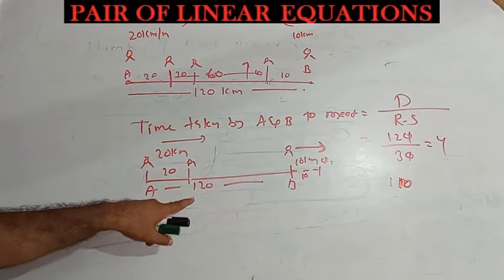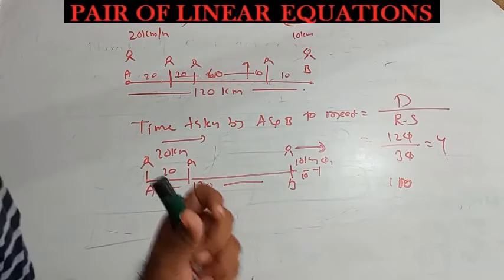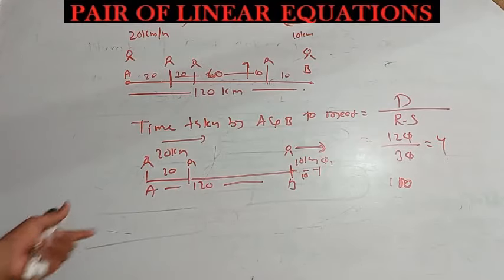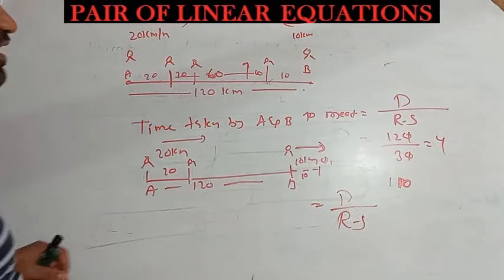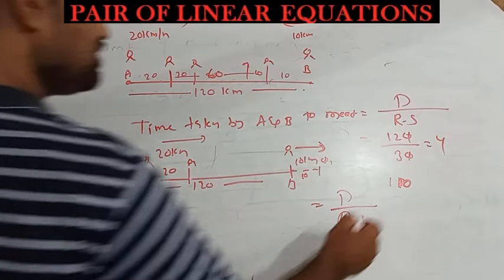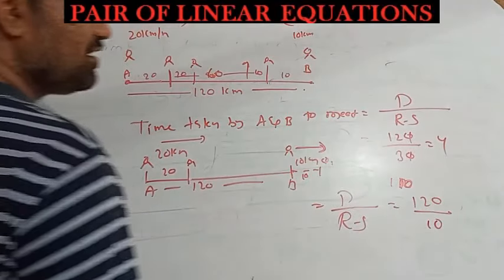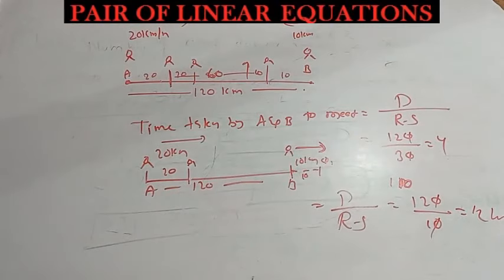Means previously 120, now becomes 110, means every hour 10 kilometers will reduce. So simply you can find the time taken by A to catch B: the distance between them divided by their relative speed. Now objects are traveling in the same direction. The difference of their speeds is taken as the relative speed. So distance is 120 divided by 20 minus 10, that is the relative speed. Zero zero cancel. 12 hours, means after 12 hours A can catch person B. So based on this only we need to solve the problems.